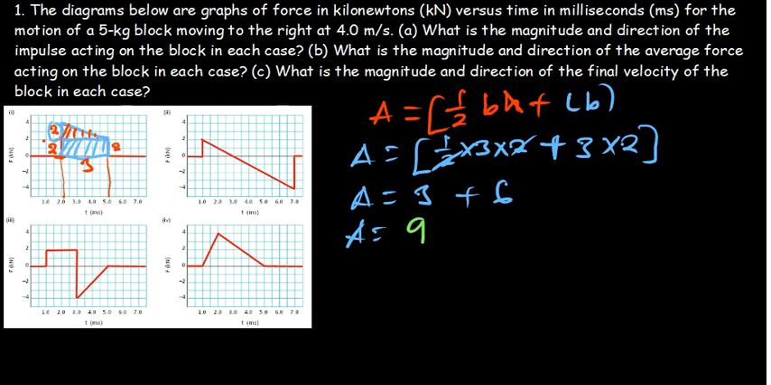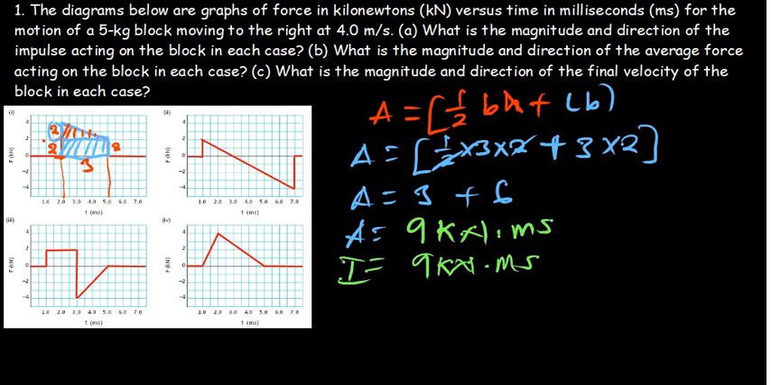Now this 9 is kilonewtons multiplied by milliseconds. So my impulse is 9 kilonewton milliseconds. But what we have to understand is that force is in Newtons, so we have to convert our units from kilonewtons to Newtons. To convert that, it's the same as saying times 1000. So even if we just do it directly, it's going to be 9 Newton seconds.